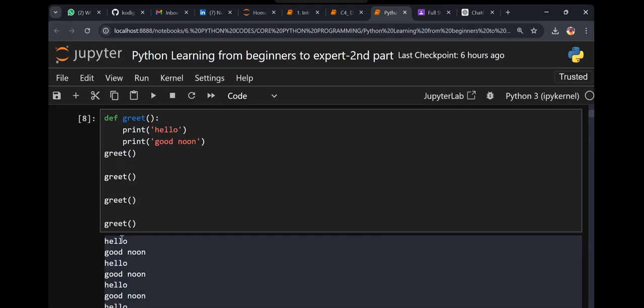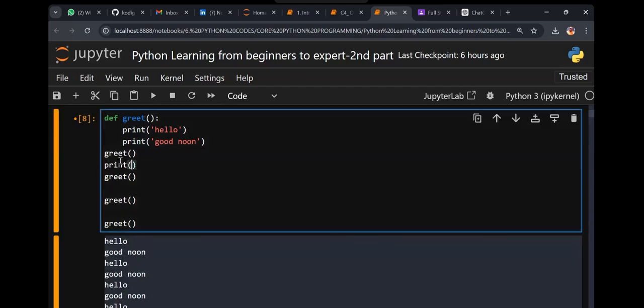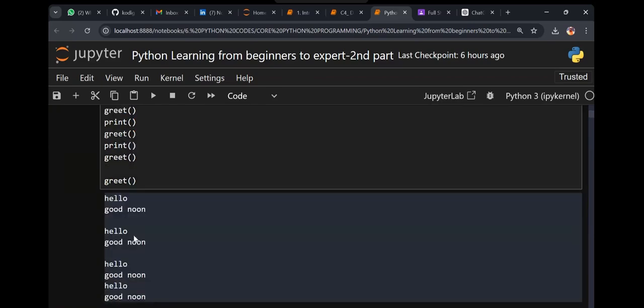And I need a gap in between. Just try to type print and then try to type print. Cool, you got a gap now.